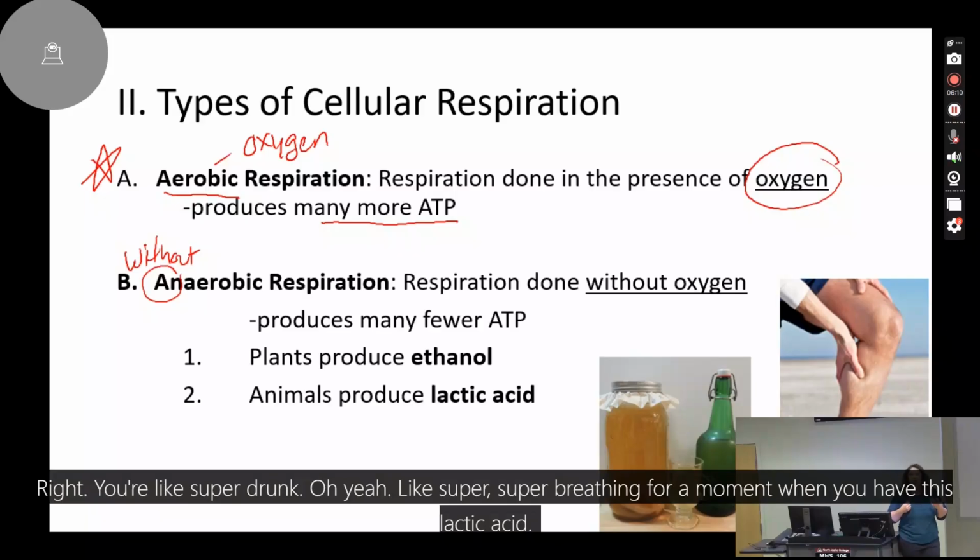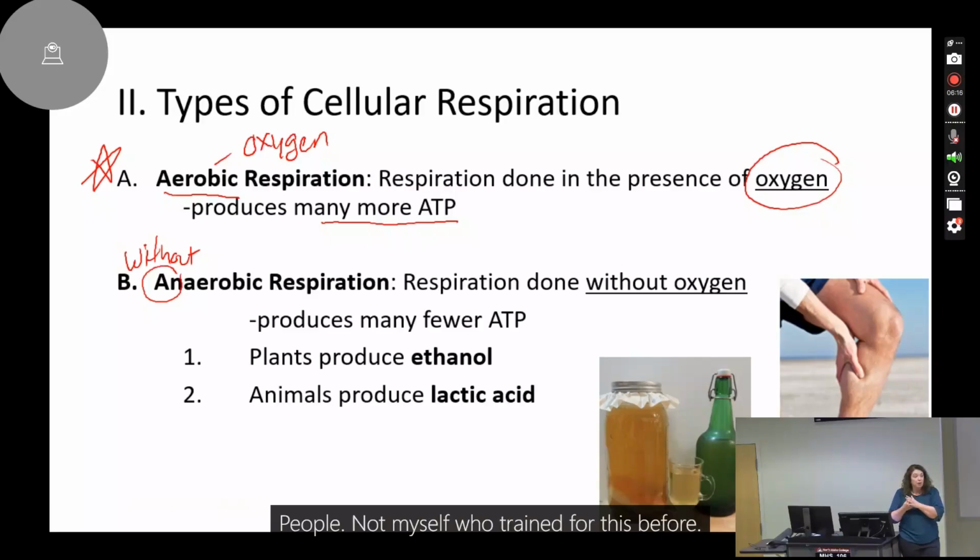You're like, oh man, you're breathing super hard for a moment when you have this lactic acid. People who have trained for this a bit before, not myself, like my husband, he's pretty hardcore. He works out exactly so that he can, and he just flies, all right?